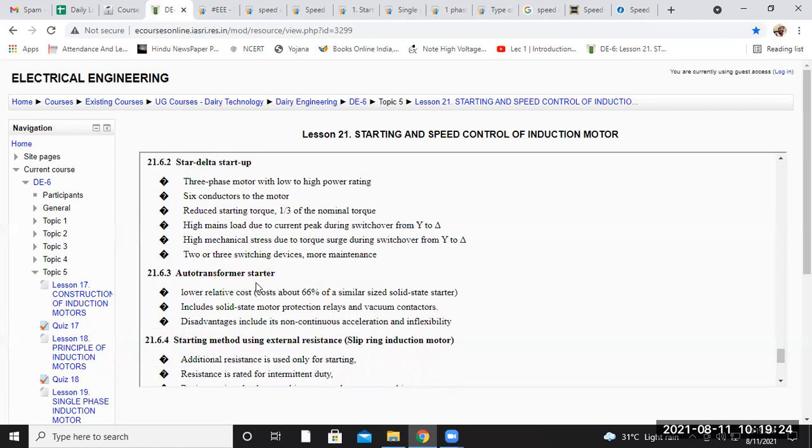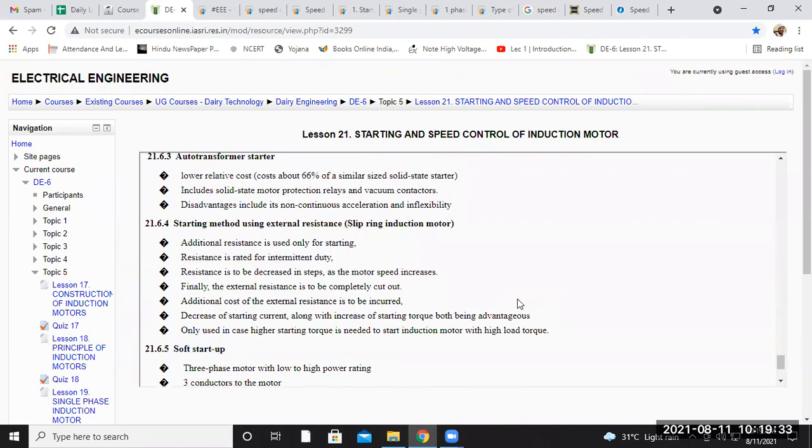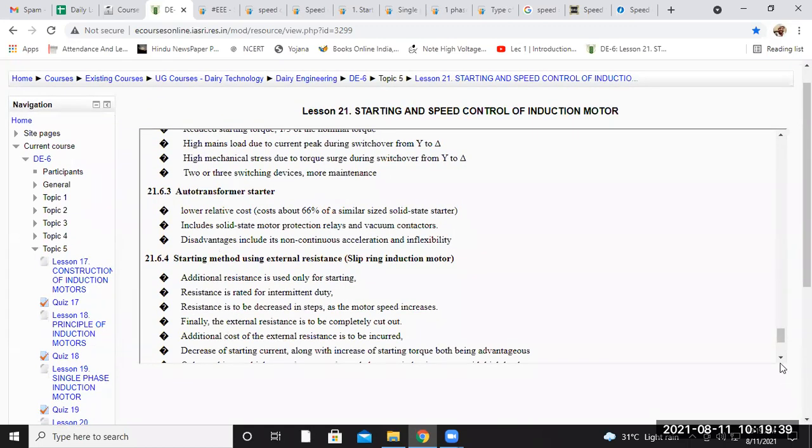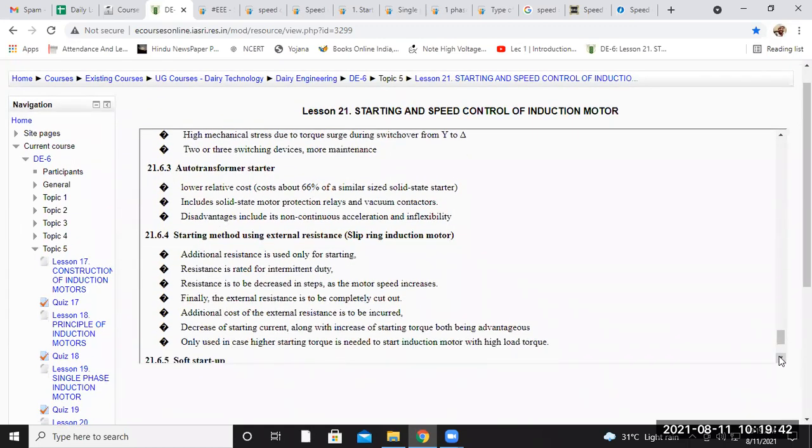Next one is the auto transformer starter. Then there is a starting method using external resistance. So the starting methods have been completed.